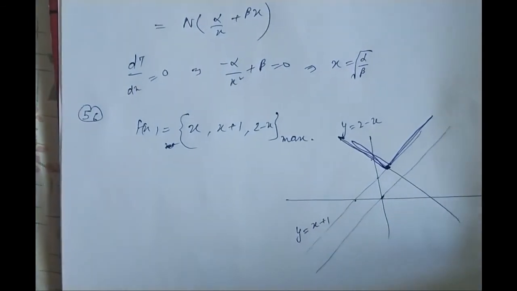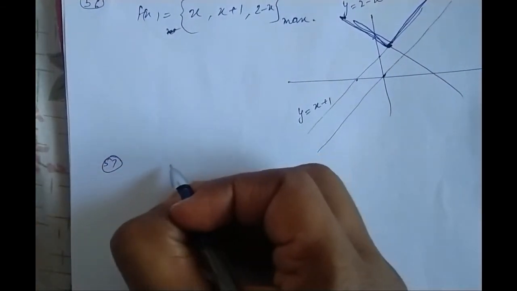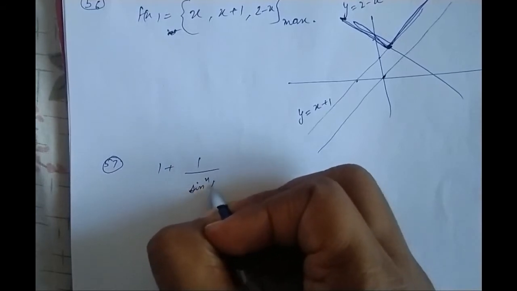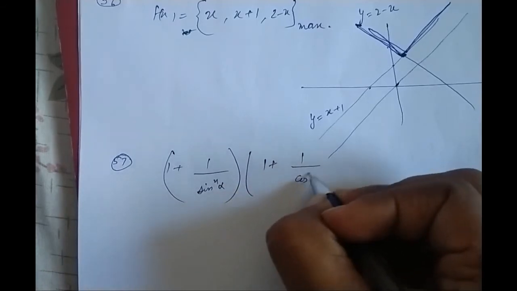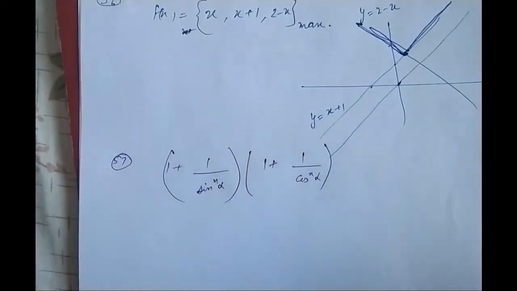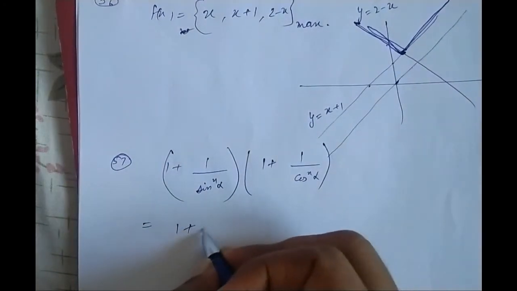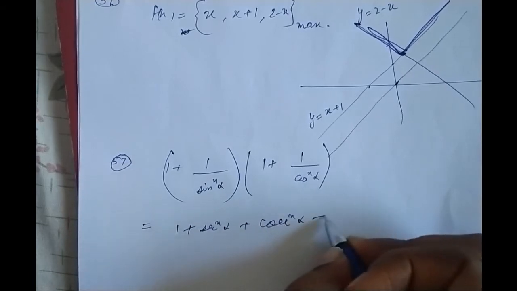Okay, moving on to the next question, question number 57. We need to calculate the minimum value of 1 upon sine power n alpha and 1 plus 1 upon cos power n alpha. Okay, converting into sec and cosec, we get 1 plus sec power n alpha plus cosec power n alpha.